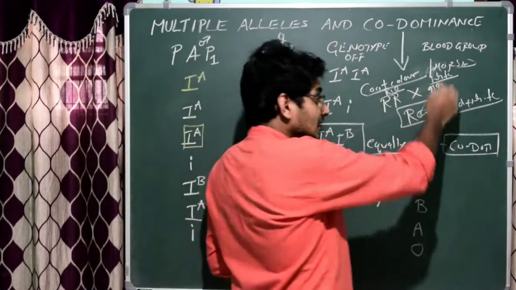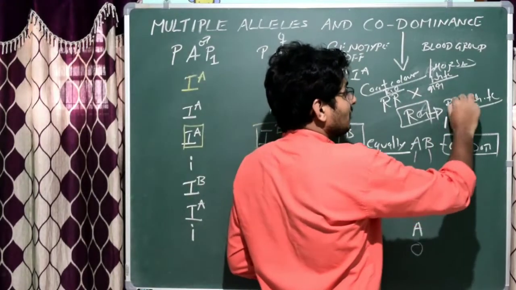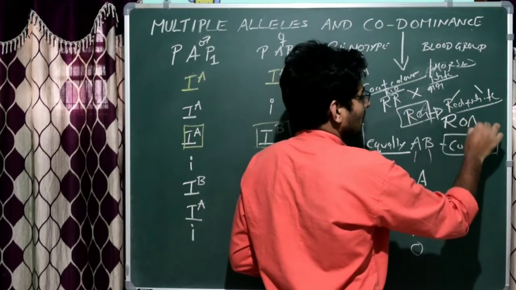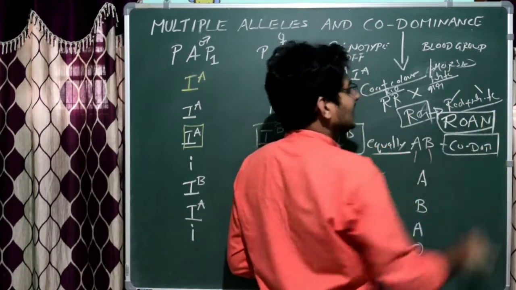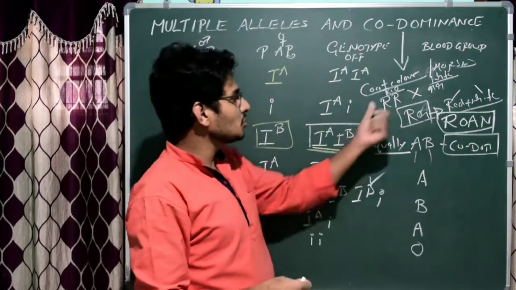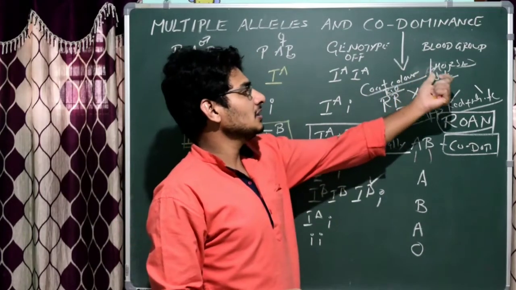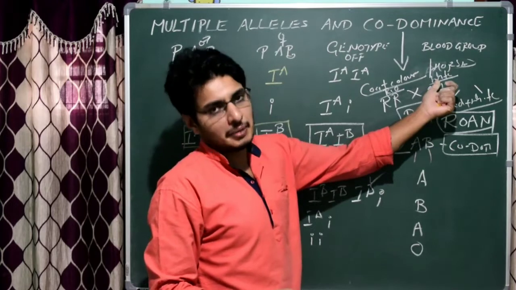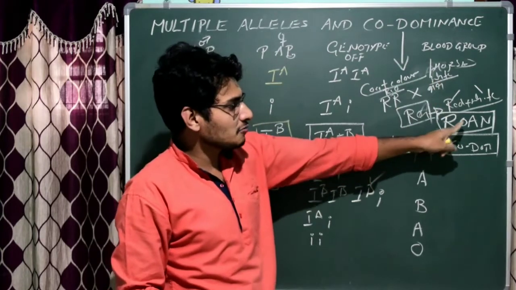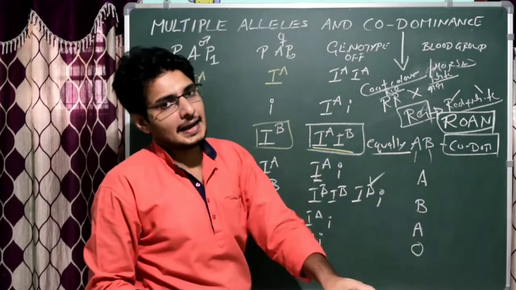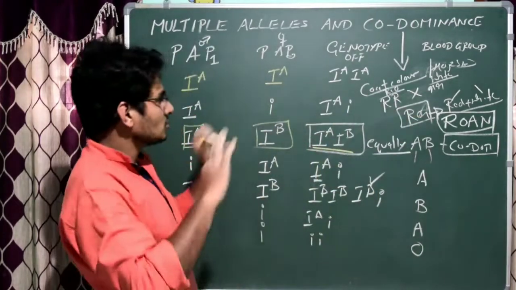The resulting offspring, which is having red plus white, we call it as roan. Roan means it is the intermediate offspring produced due to a cross between the homozygous red parent and the homozygous white parent. That resulting offspring is called roan. It could be horse or it could be cattle. Okay, it's a mixture. So that's all about it.